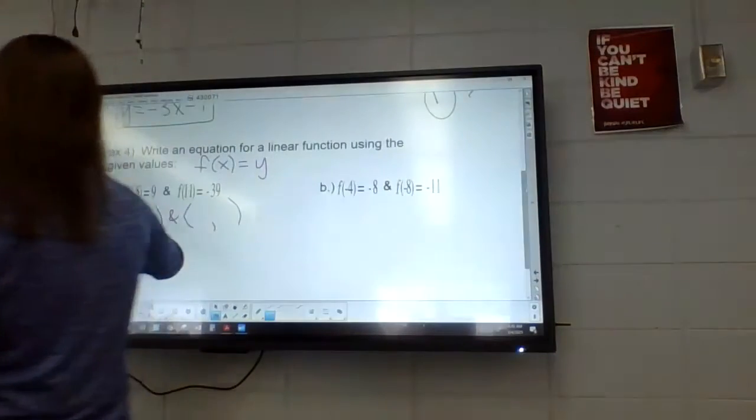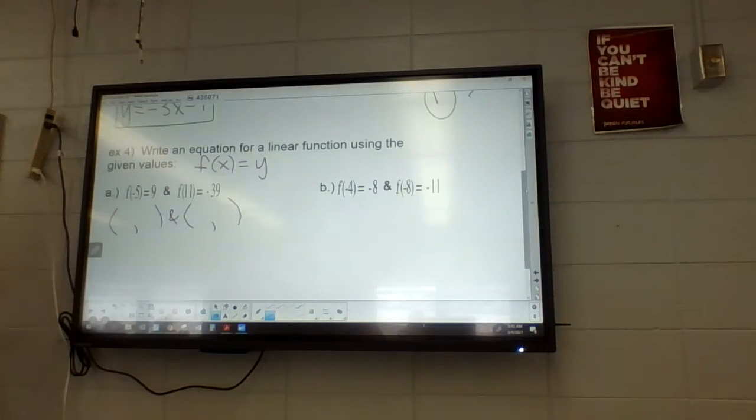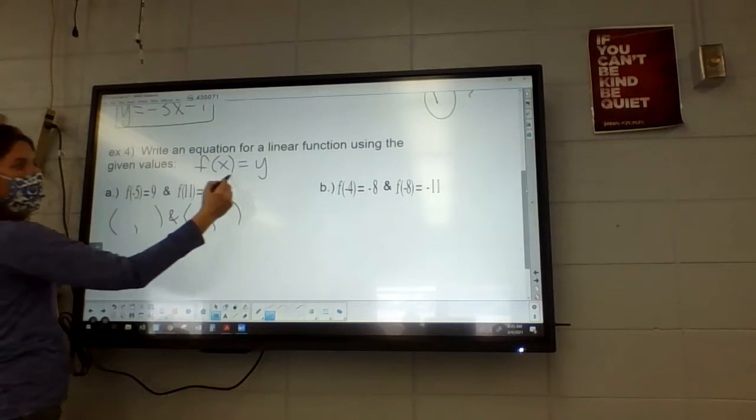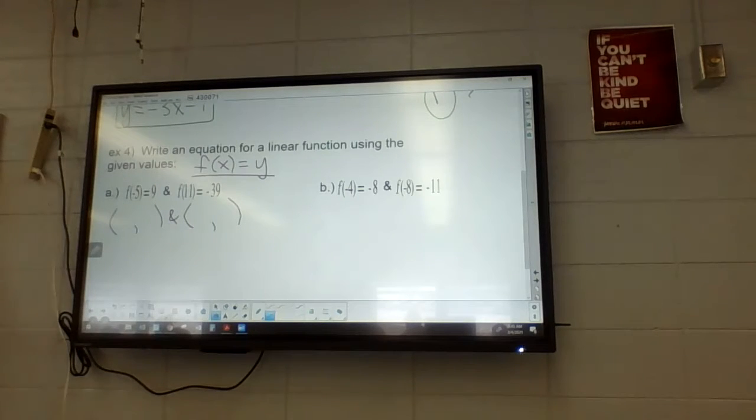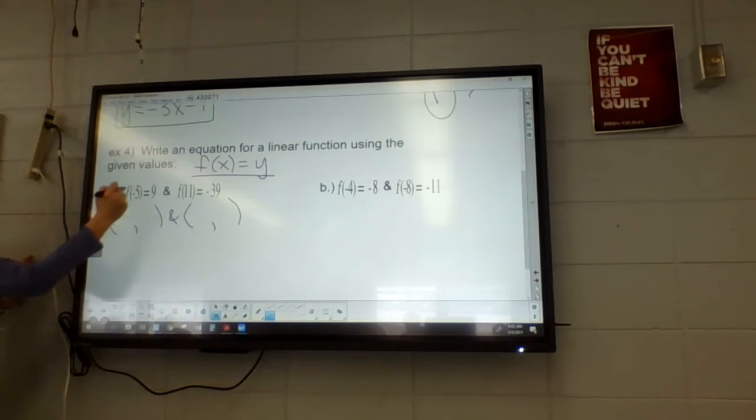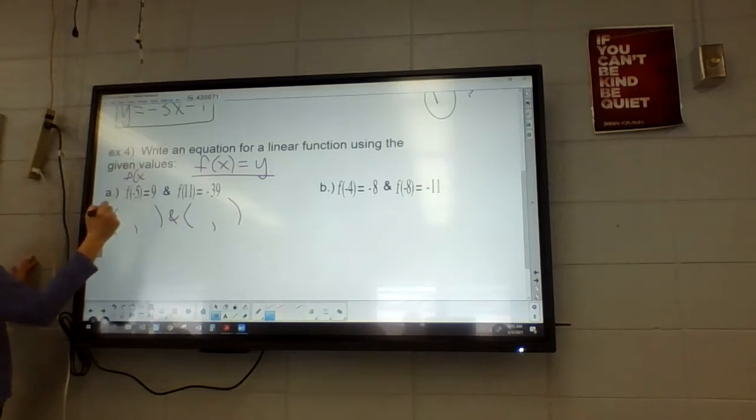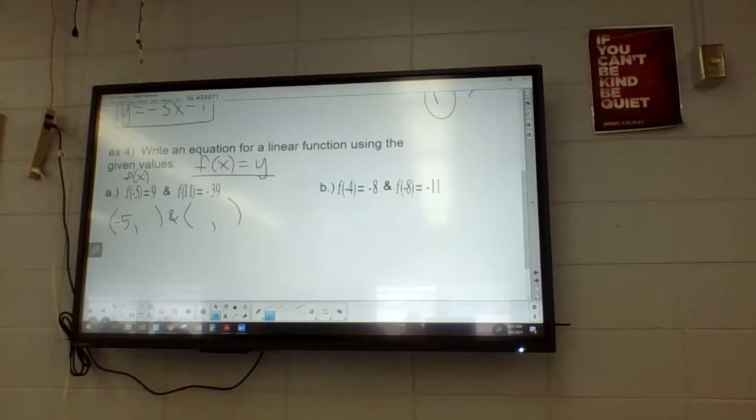So f of negative 5 equals 9. What's the x value then? F of x equals y. Yeah, Justine? It's negative 5. It's f of x, so what's in parentheses is the x. What's the y going to be then? 9.